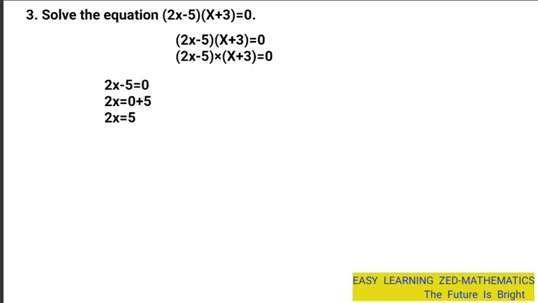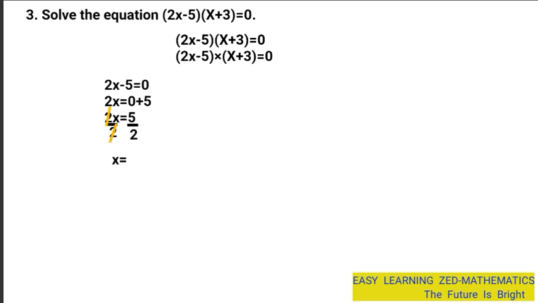Okay, once we have done that, the next thing we're going to do is divide. We want to remain with x. We want to find the value of x, so we want to remain with x on one side of the equal sign. So we're going to divide both sides by 2. So 2x divided by 2, the 2's will cancel each other, and we remain with x.